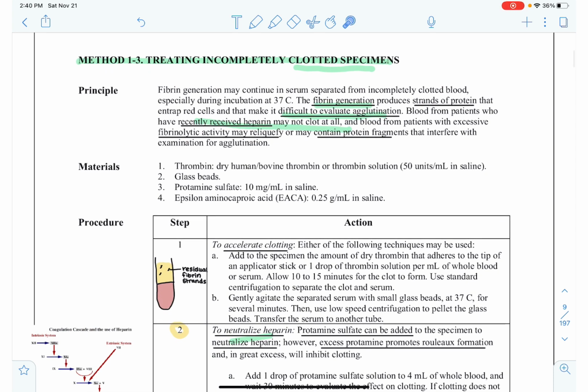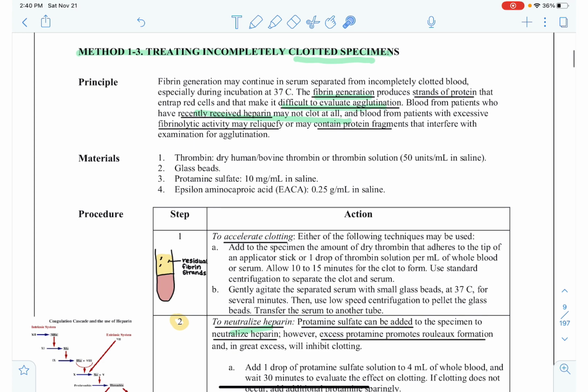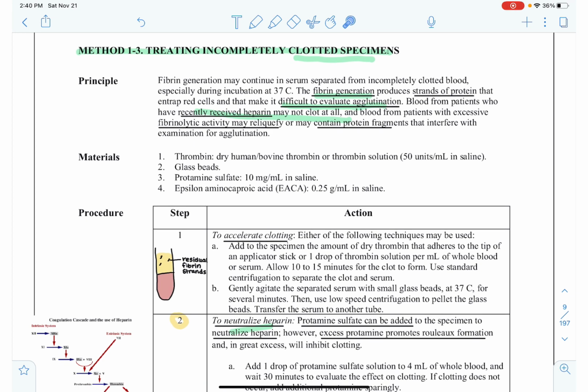Method 1-3 refers to treating incompletely clotted specimens. The principle states fibrin generation may continue in serum separated from incompletely clotted blood, especially during incubation at 37 degrees Celsius. The fibrin generation produces strands of proteins that entrap red cells and that make it difficult to evaluate agglutination.